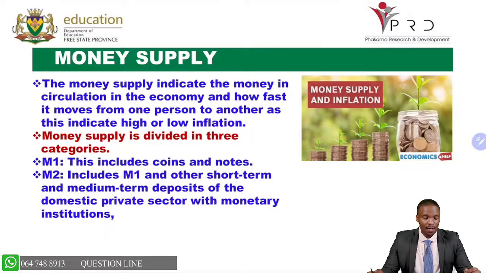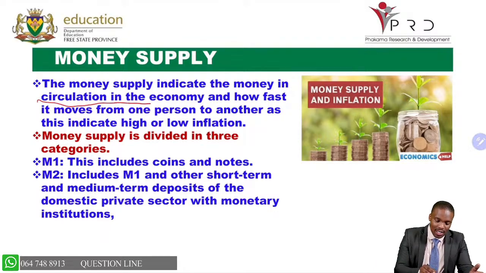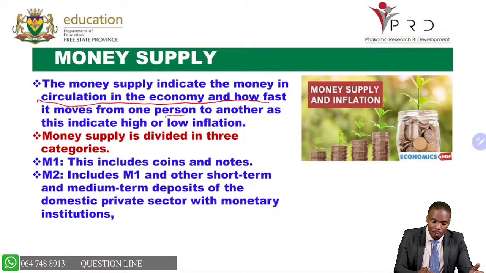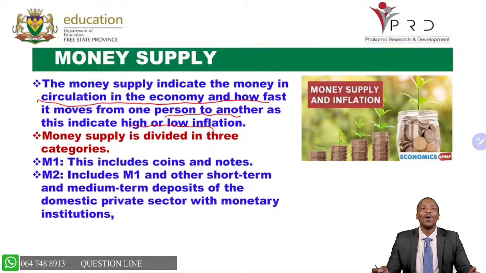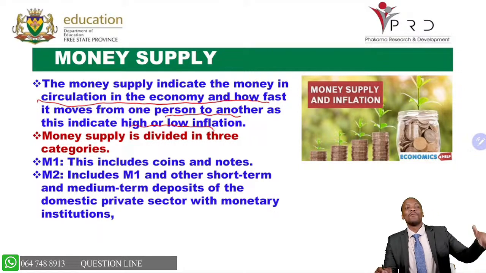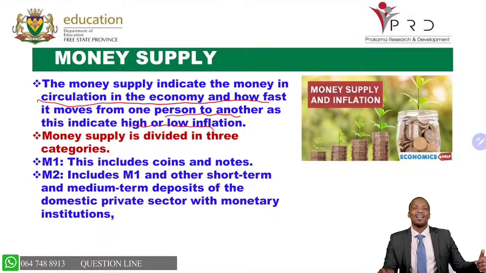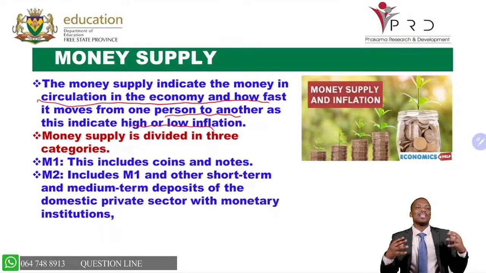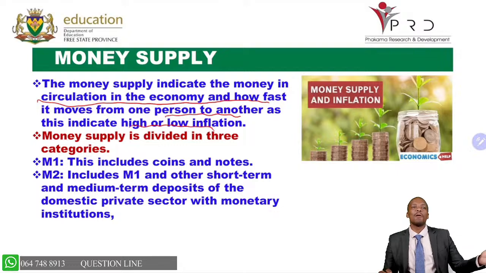Okay. Then we look at the last one, which is money supply. Here we are looking at money in circulation in the economy, as well as how fast it moves from one person to another, as this indicates higher or lower inflation. So if we demand more of these goods and services faster, that tells us that the velocity of money is moving much faster. It moves faster from one person to another. But if inflation is within target, we are able to afford, we get to keep more money in the reserves, or we get to save more money.